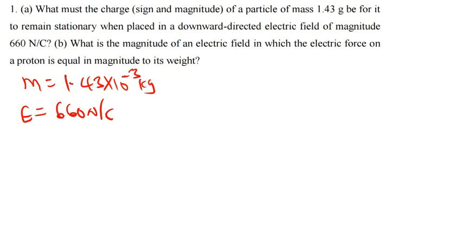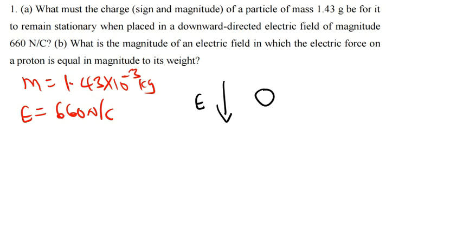Now the question is saying, what must the charge of a particle of 1.43 grams be for it to remain stationary when placed in a downward direction electric field? Now the electric field is going in the downward direction. That is our electric field. Let's say the charge is here, but we don't know the sign of this charge, but we have been told that this charge is stationary.